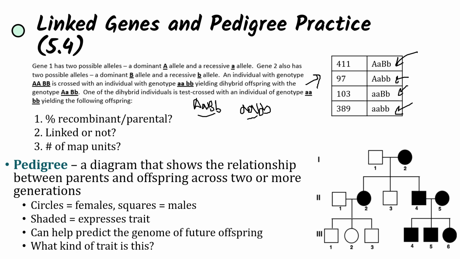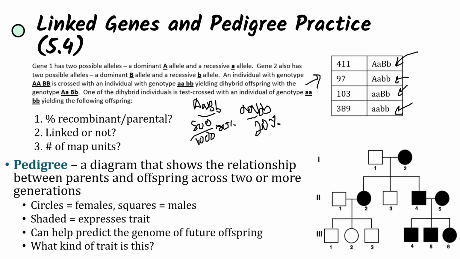And we can calculate the percentages for the parental by adding up all of the organisms with the parental genotype, and that'll be 800, dividing by the total, which is 1,000, and then multiplying by 100 to get the percent, and that leaves 80%. And that makes the recombinant percentage 20%.